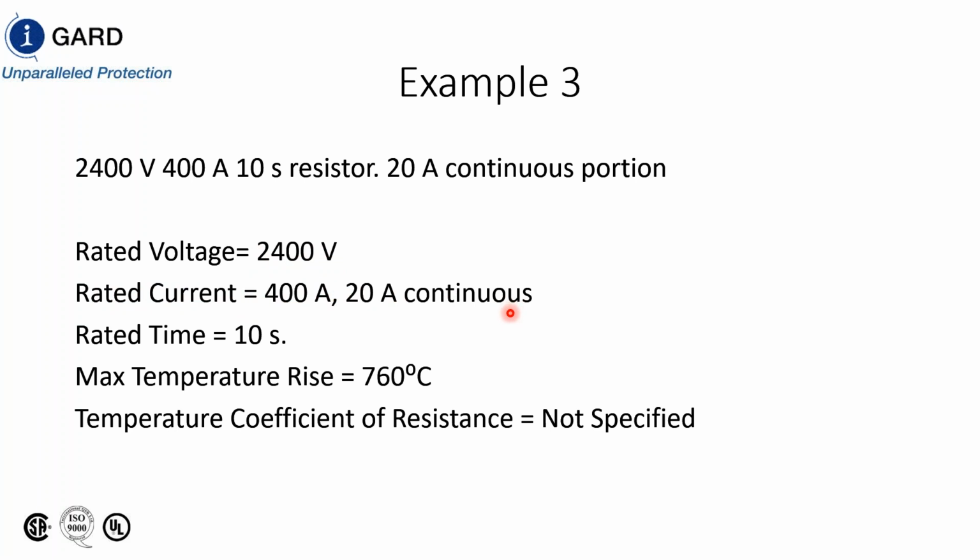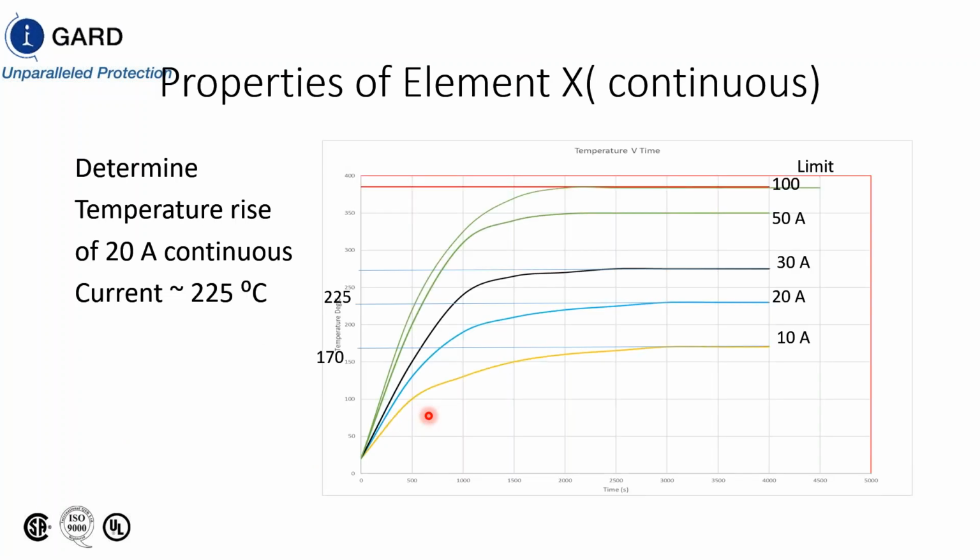The rated resistance for this particular device is 6 ohms. We know that it's a 10-second rating, so 760 degrees C above ambient, and the temperature coefficient of resistance is not specified. The first thing the manufacturer is going to do is determine the temperature rise of 20 amp continuous through a resistor.